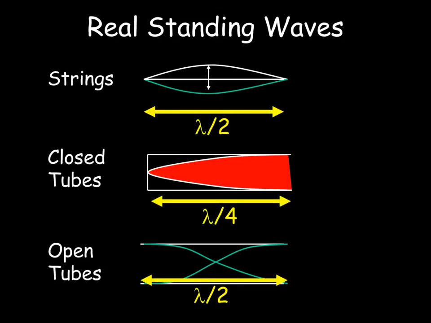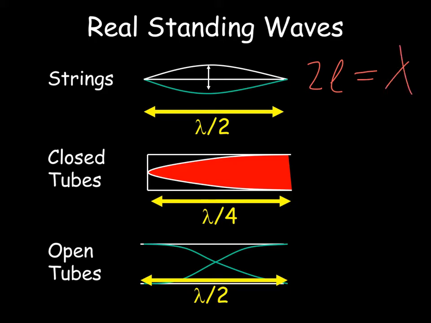Okay, then we have the standing waves, mostly used in music: strings, closed tubes, open tubes. Here we have a stringed instrument, and so twice the length of the string goes to wavelength. So 2 times the length of the string becomes the wavelength.